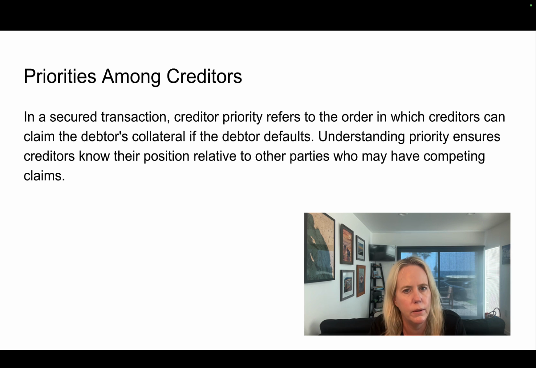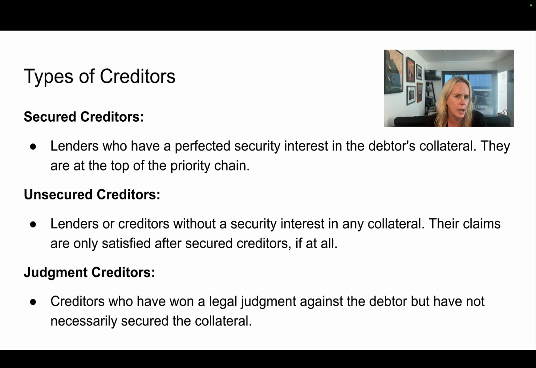So if we have multiple creditors who might have interest in the same piece of collateral, we need to understand the priority to ensure that we know what position we're in and really what our level of risk is with respect to that piece of collateral. Typically, we have 3 types of creditors. We have secured creditors, and a secured creditor is a creditor whose loan is secured through a piece of collateral. Mortgage, car loan. The collateral is the house or the car.